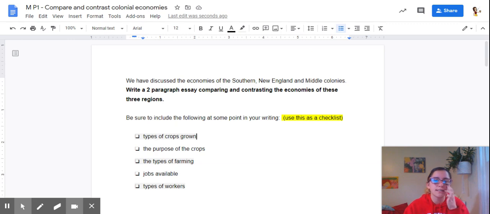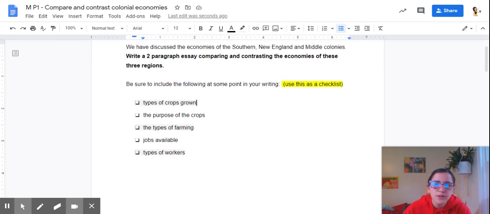So at the top here, it says, we have discussed the economies for the Southern, New England, and Middle colonies. Write a 2-paragraph essay comparing and contrasting the economies of these 3 regions. So I know it says essay, but it's only 2 paragraphs, and we can handle that. And be sure to include the following at some point in your writing. I recommend that you use this as a checklist.